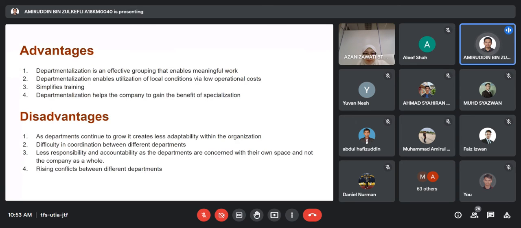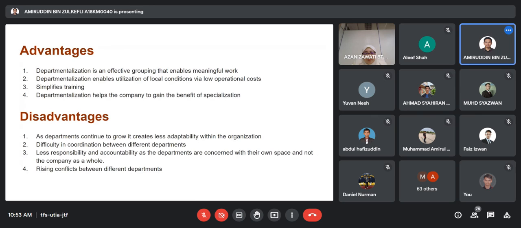The advantages of departmentalization: first, an effective grouping that enables meaningful work. Second, it enables utilization of local conditions via low operational costs. Third, it simplifies training. And lastly, it helps the company gain the benefit of specialization.